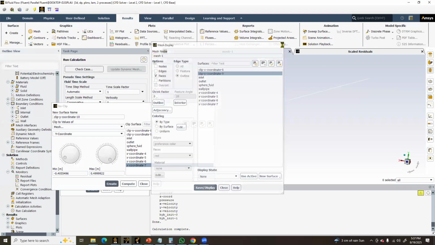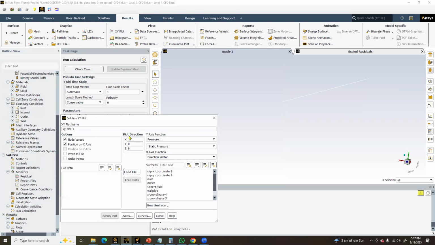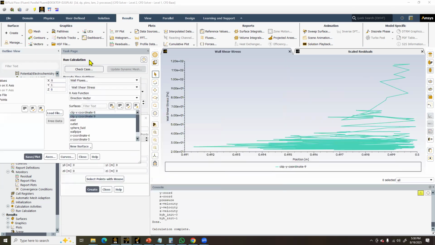Now on this line I can plot the wall shear stress. So XY plot, wall fluxes and the wall shear stress. You can directly plot the shear stress also, but that will also be a wall shear stress, along the z direction. Click y coordinate number 9 and plot.